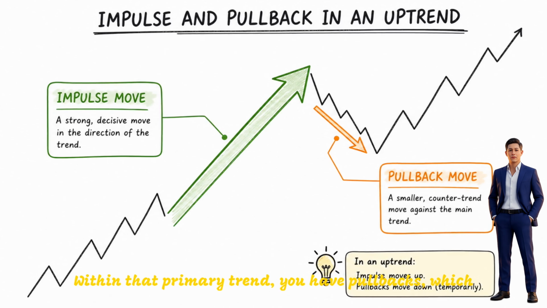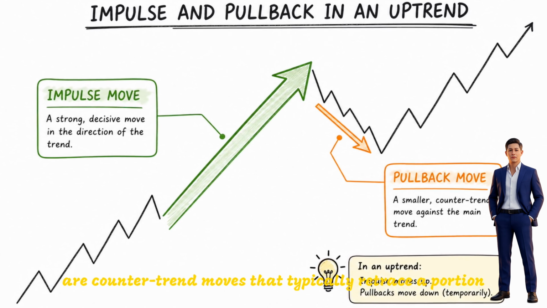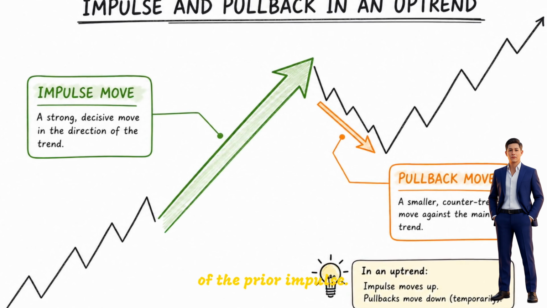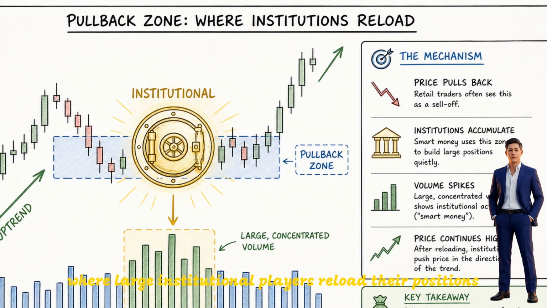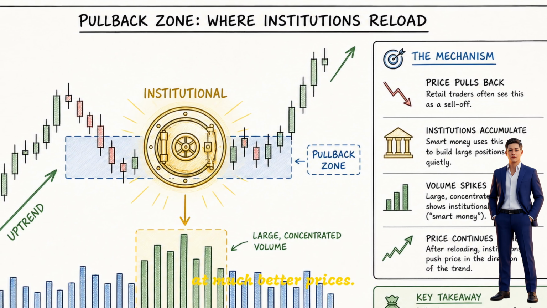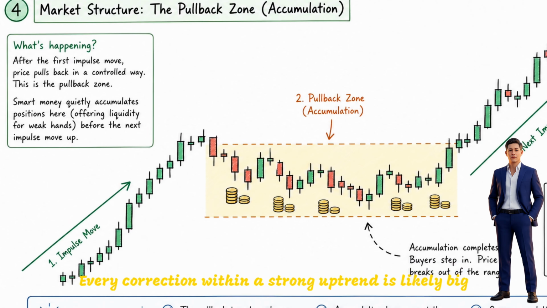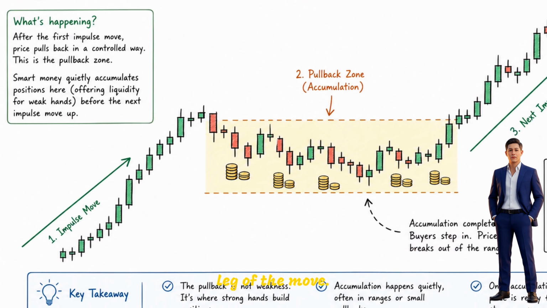Within that primary trend, you have pullbacks, which are counter-trend moves that typically retrace a portion of the prior impulse. These pullbacks are not random accidents. They are zones where large institutional players reload their positions at much better prices. Every correction within a strong uptrend is likely big money quietly accumulating, preparing for the next leg of the move.